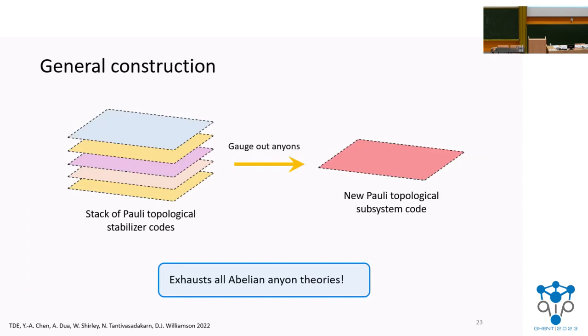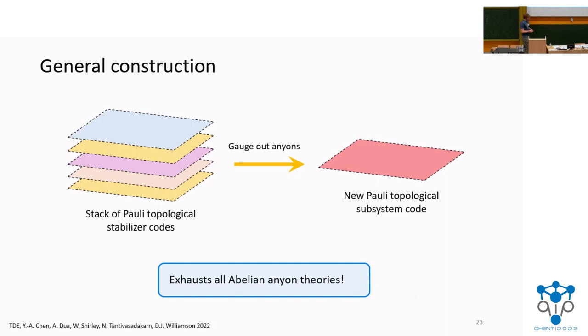So more generally, we can construct new examples of Pauli topological subsystem codes by starting with a stack of toric codes and Pauli topological codes constructed through our condensation procedure and gauging out anyon types. This results in Pauli topological subsystem codes that are characterized by anyon theories beyond those of stabilizer codes. And in fact, they exhaust all Abelian anyon theories, even those that are non-modular or don't admit a Lagrangian subgroup.